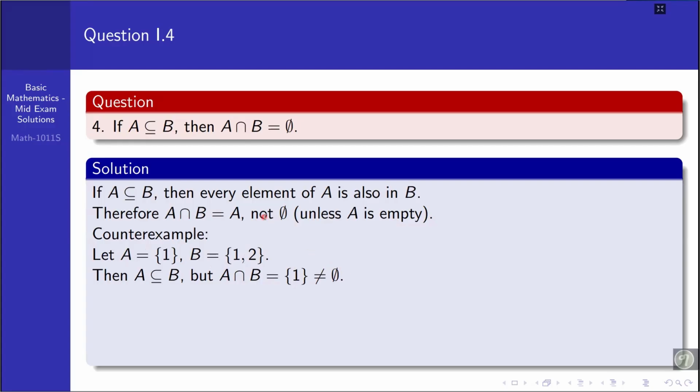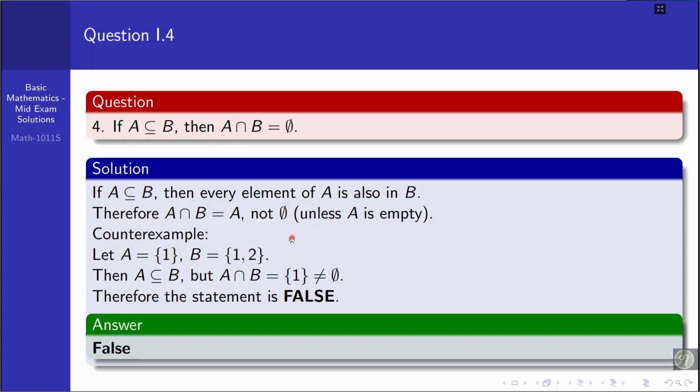Therefore, this may not hold unless A itself is the empty set. The intersection of A and B must be A. Therefore, the statement is false.